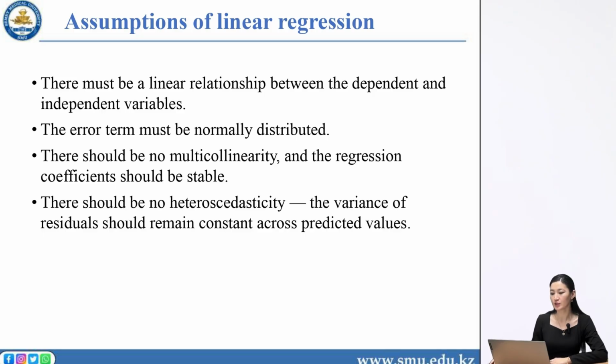Assumptions of linear regression. There must be a linear relationship between the dependent and independent variables. The error term must be normally distributed. There should be no multicollinearity, and the regression coefficients should be stable. There should be no heteroscedasticity. The variance of residuals should remain constant across predicted values.